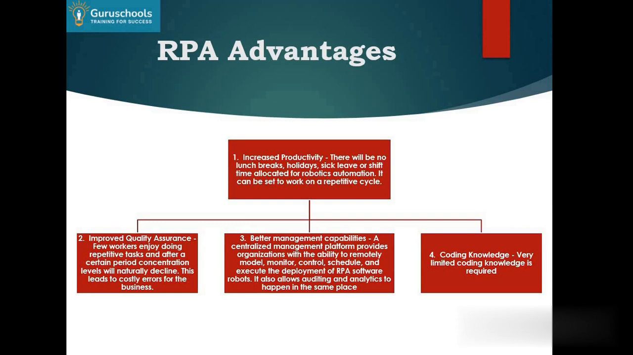The third one is better management capability. It has a centralized cloud platform from where we can monitor the bots. If the management wants to see how many machines are occupied, what processes are currently running, how many passed, how many failed, all the statistics we can get from this UiPath cloud.